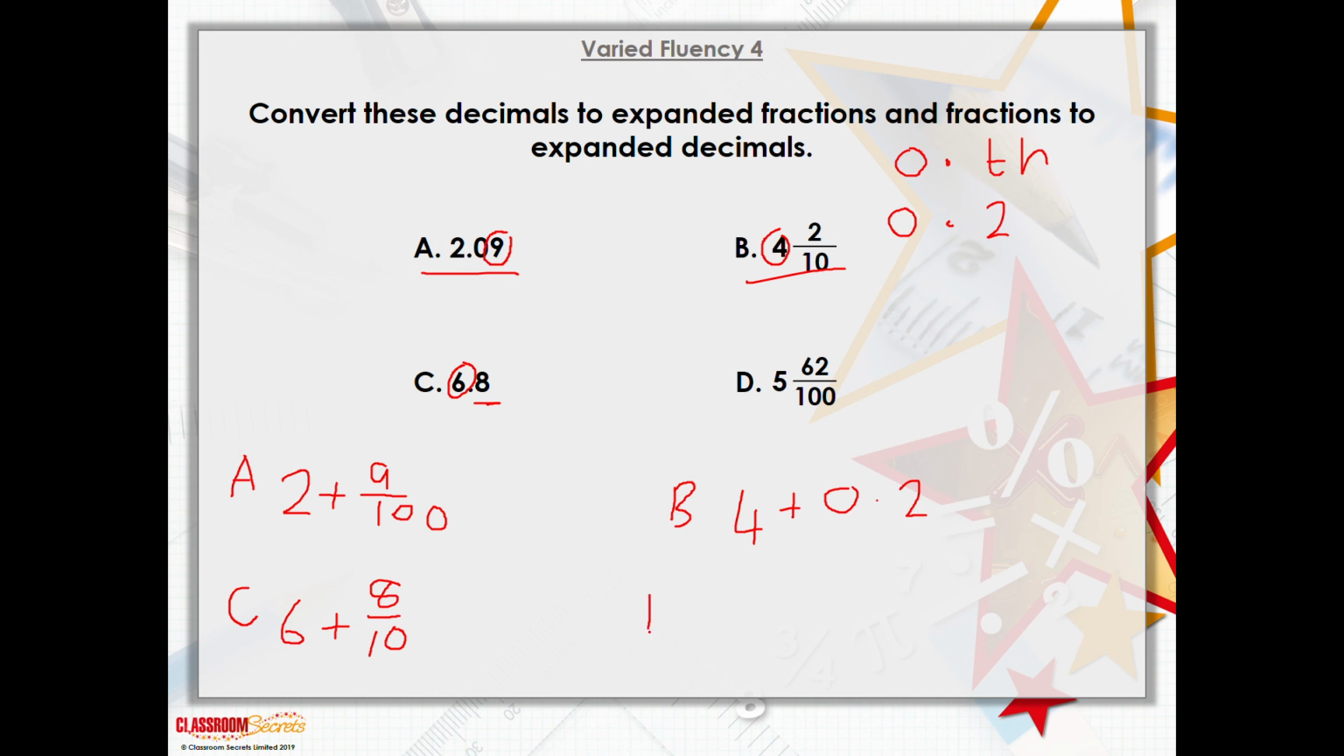Then I'm going to look at D finally. I have 5 whole numbers. Remember, if you're struggling to work out that 62/100ths, break it down with your place value grid. I'll do another one here just to help you out. 62 hundredths again is no ones, 6/10 and 2 hundredths, so it's 0.62.